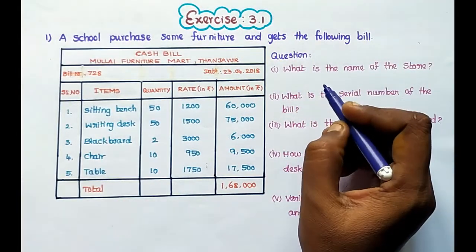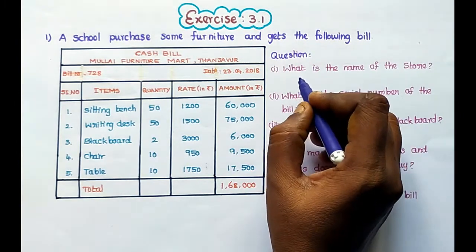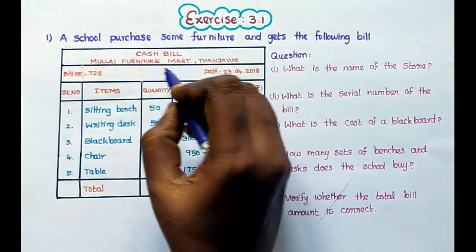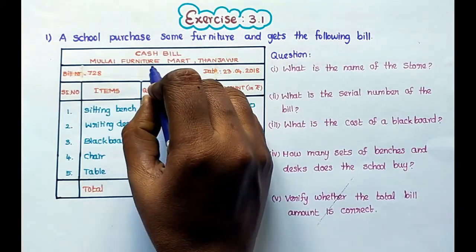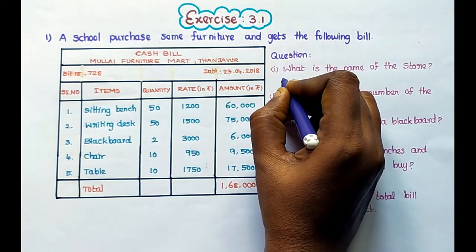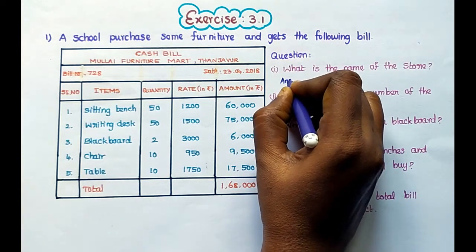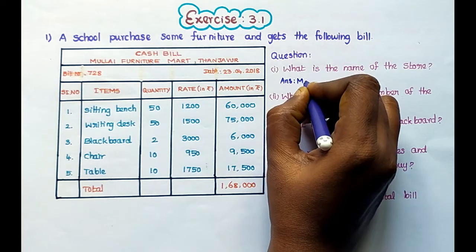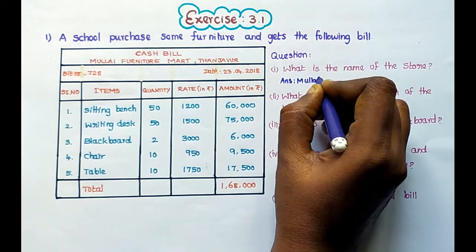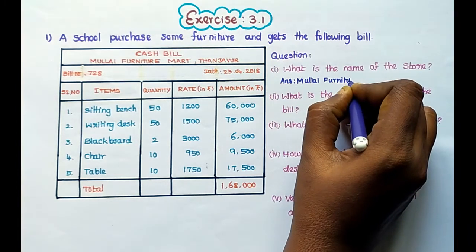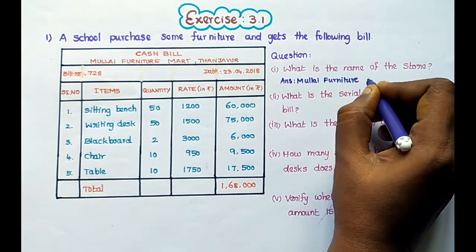Now they have given 5 questions. What is the name of the store first? Mullai Furniture Mart. That is the name of the store. So the answer: Mullai Furniture Mart.